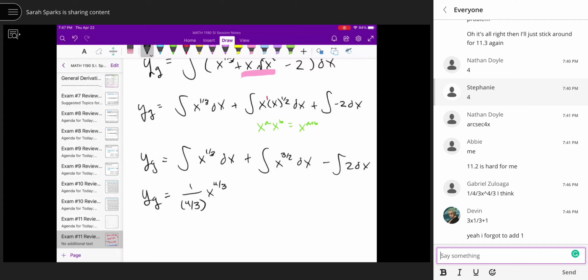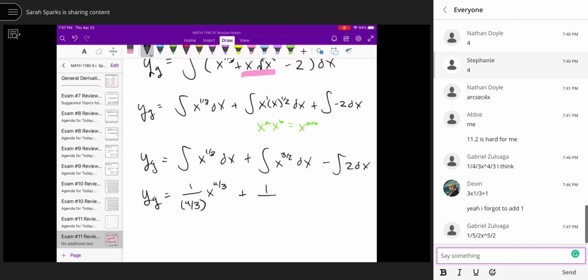All right, and then for our second one, we're going to do the same thing. So what's the antiderivative for our second one? Yeah, we're just going to add 1. So it's going to be 1 divided by 5/2, and then x raised to the 5/2. And then minus, and for any constant, we just slap a variable on there whenever we take its antiderivative. And then we can't forget our plus c, the very important part.